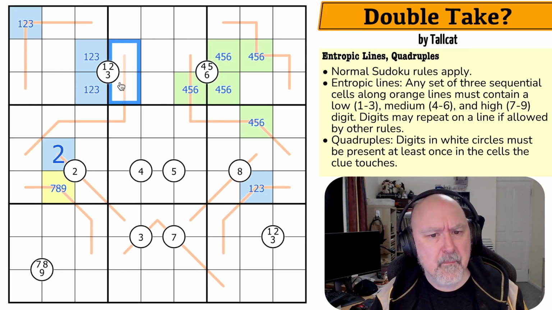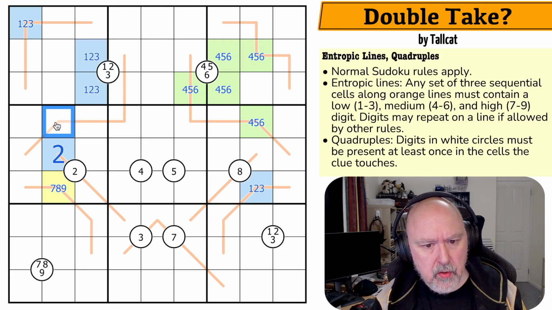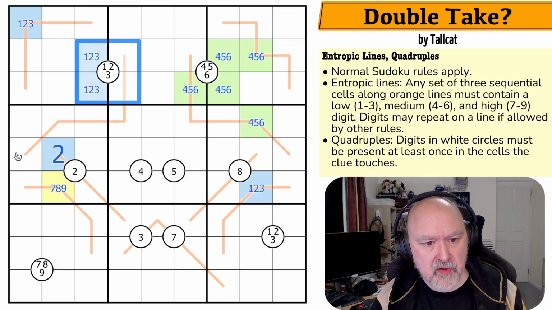Oh, there must be a low in here. So this can't be low. This can't be low. This must be low. If this was low, this would be low, and then I couldn't put a low in here and I'd only have 2 low digits. So that can't be low. I must put a low in here.